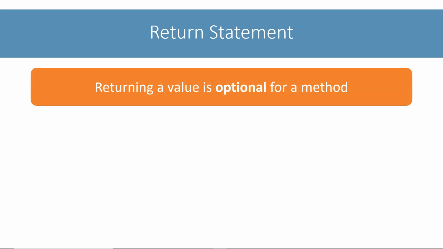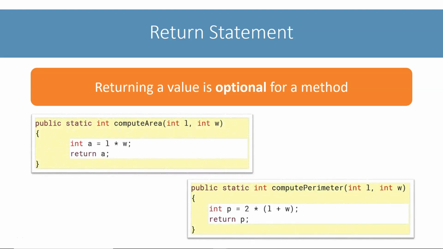The first important thing to remember is that returning a value is optional for a method. Depending on what task a method is performing, a method may or may not return a value. For example, the compute area and compute perimeter methods that we saw earlier were calculating and returning the area and perimeter of the rectangle respectively.